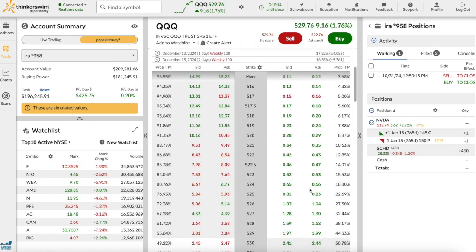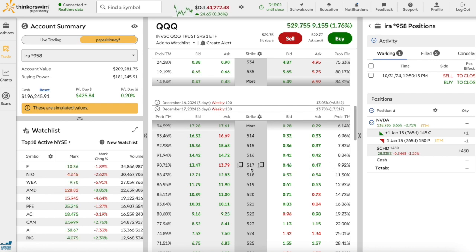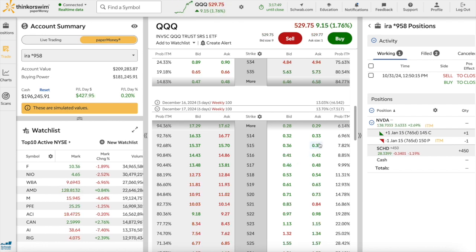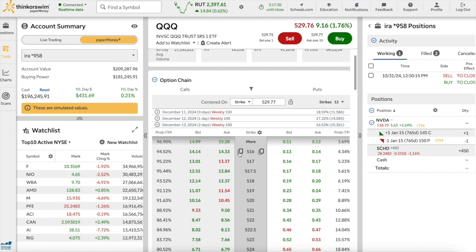I also looked at an expiration date 6 days out, and with a very similar trade with a $517 strike price and about a 10% chance of being assigned, I could receive $46 and then buy a protective put with a strike price of $515 for $37. And that again would bring me $9 or $10, but I would need to hold the trade open for 6 days instead of 2. So I'm going to set up this December 13th trade.